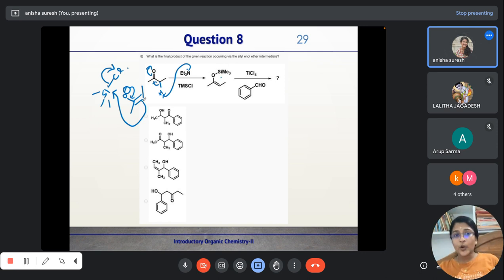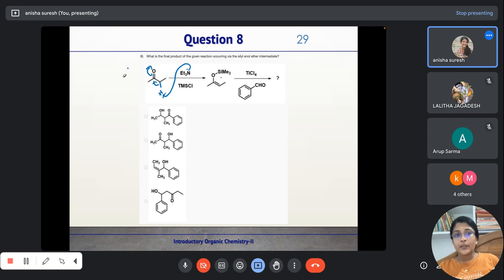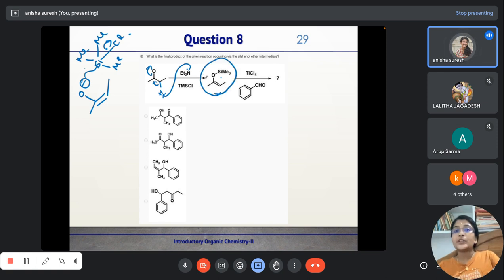Here this is not attacking on this position. We have seen that if the reaction is based on charged intermediates, then the oxygen atom will be attacking over the carbonyl one. If it is orbital interaction mediated, then the carbon will be reacting. So what will be happening? It will lead to formation of this enolate and that can attack on this trimethylsilyl chloride, removing chlorine, and it will lead to formation of this product. Now this will be going and attacking on this benzaldehyde in the presence of TiCl4. So what will be the product that will be resulting? That is the question.